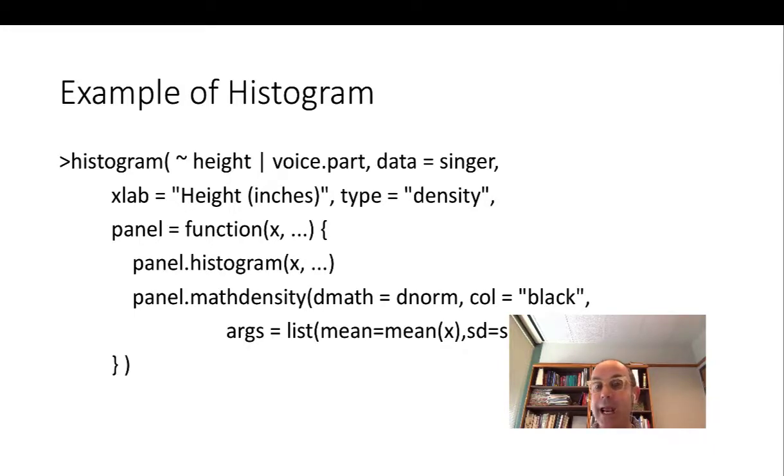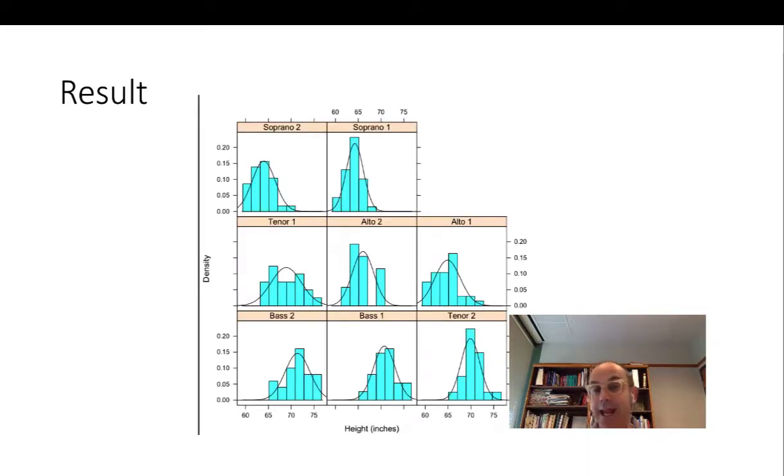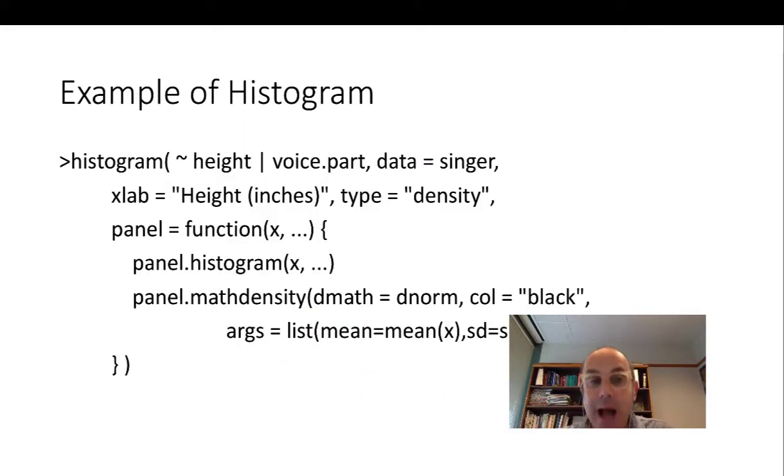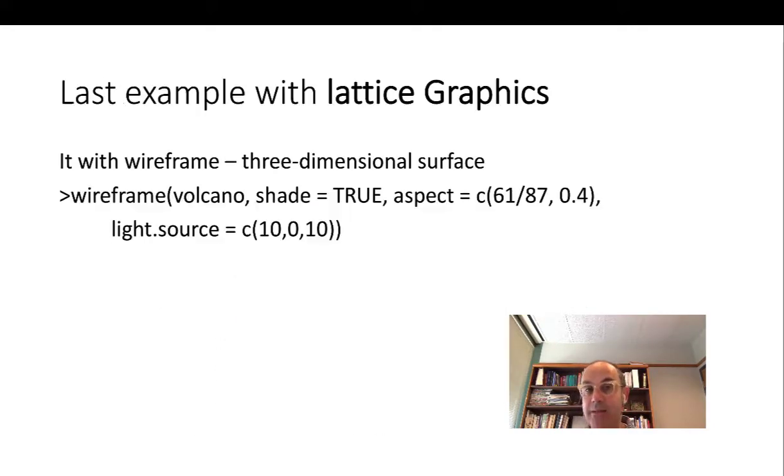Again, we are starting with the histogram, which is the core for histogram, but in this case I'm going to do the find of the height and the voice part and the data, and in this case it will present something like that. And again, I want you to see the arguments that we are building here. So the panel is the function, the panel of the histogram, the panel of the methodology and the distribution, and everything is defined in order for us to generate something like that.